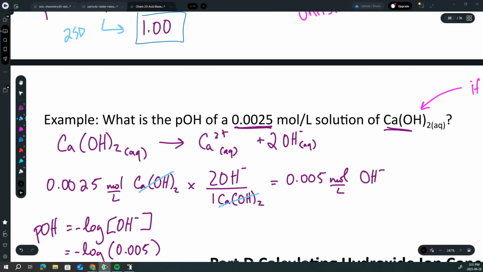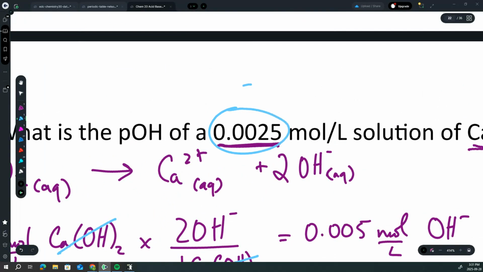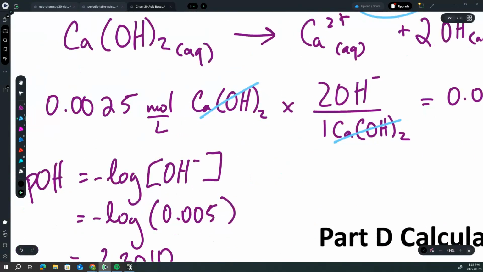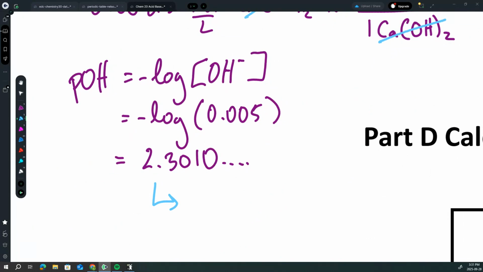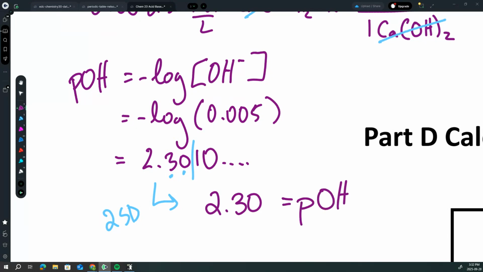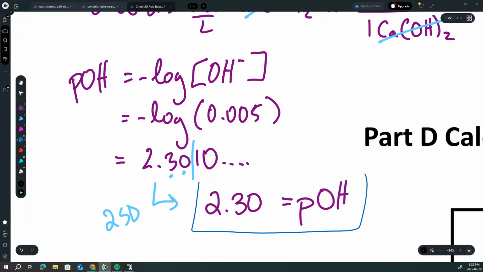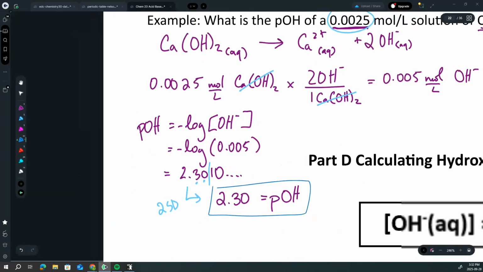Now looking at my given number here, this has 2 sig digs, so we have to make sure that our final answer has 2 sig digs. Remember, this is pOH, so you count your sig digs starting after the decimal point, because pOH has a P in it. So 1, 2, there's our cutoff line, so 2.30 is our pOH. And again, no units, because pOH does not have any units.